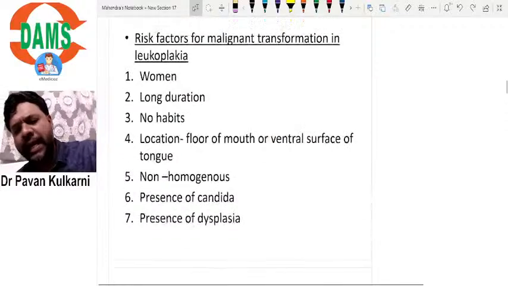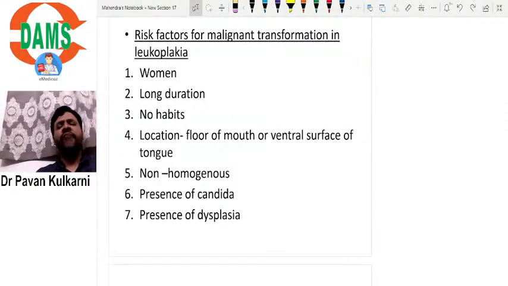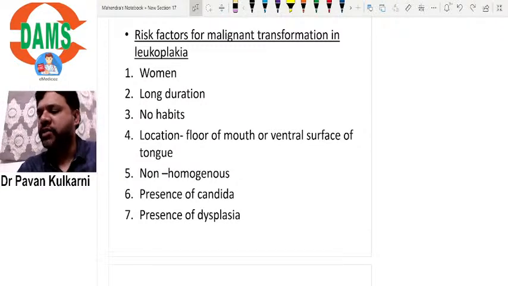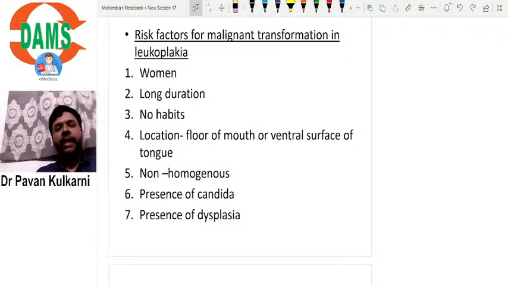Before going to the types of leukoplakia, I want you to understand the risk factors for malignant transformation in leukoplakia. What this slide explains is which leukoplakias are at high risk of developing into cancer. One of them is gender, that is women. If a woman has leukoplakia and a man has leukoplakia, women are at a higher risk to develop cancer. Similarly, duration: the longer the duration of leukoplakia, the more the risk of developing cancer.